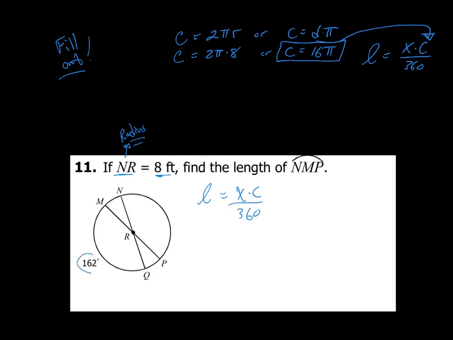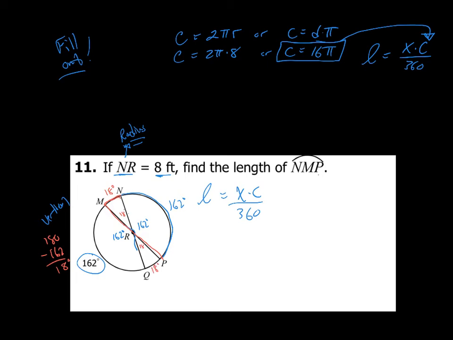Next, we need to use the idea of 162. If this is 162, then this is also going to be 162, because this angle right here is congruent to this angle right here because they are vertical. Now, keep in mind that this is a diameter right here. So 180 minus 162 yields this little arc right here, which is 18 degrees. So this is 18 degrees, 18 degrees, and 18 degrees.